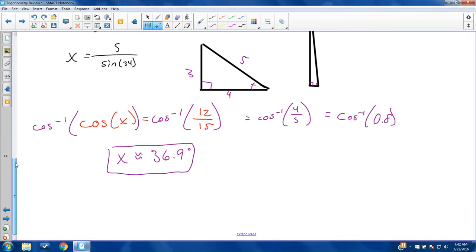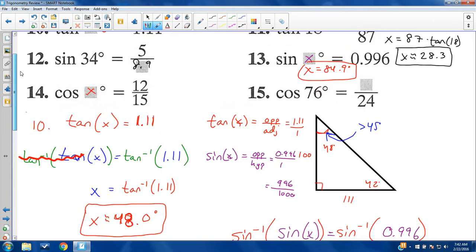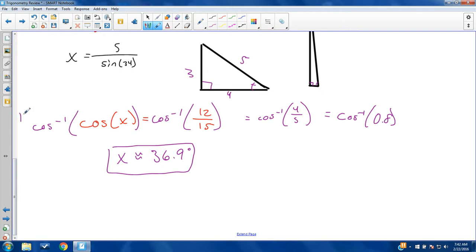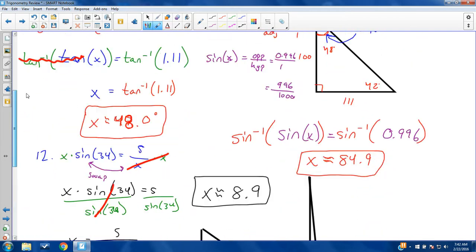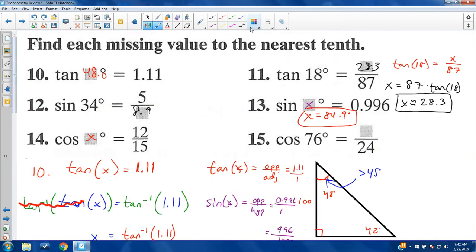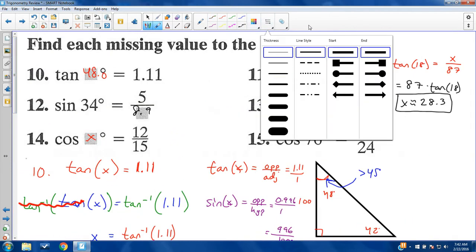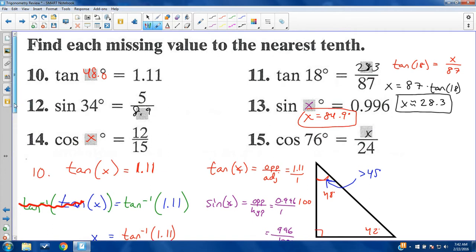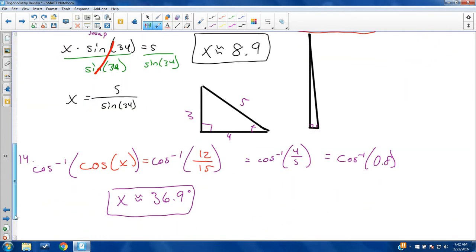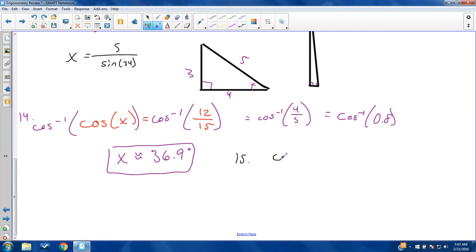That was number 14. And number 15, last one. Okay, cosine of 76 equals an unknown over 24. Cosine of 76 equals x over 24. Gotcha. Solve for x, multiply both sides by 24.